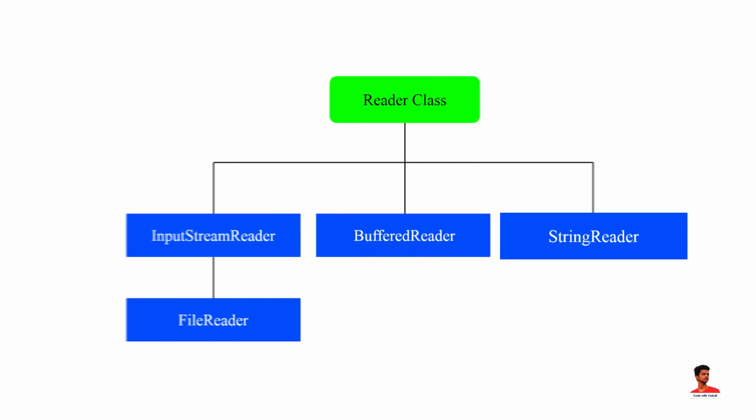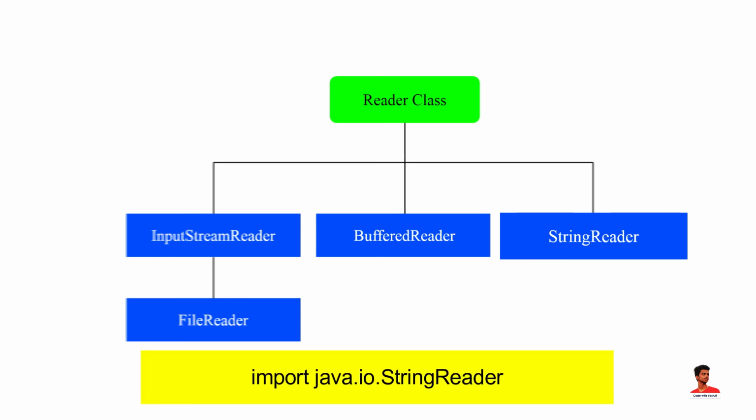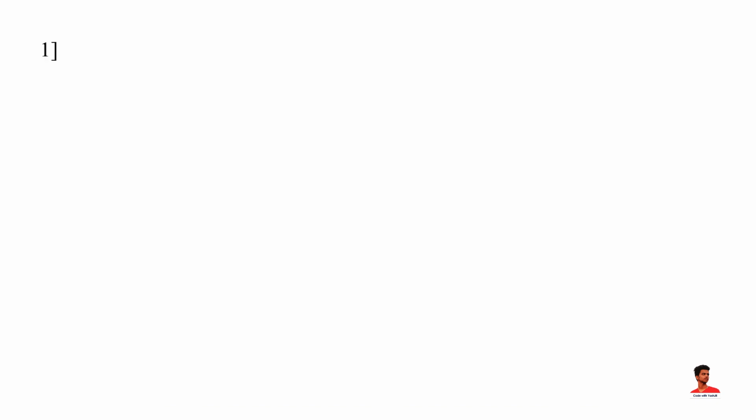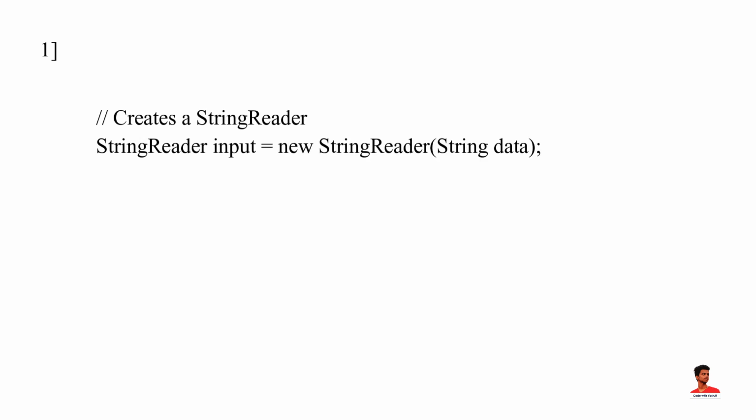The StringReader class of the java.io package can be used to read data from strings. It extends the abstract class Reader. In order to create a StringReader, we must import the java.io.StringReader package first. Once we import the package, we can create the StringReader. Here, we have created a StringReader that reads characters from the specified string named data.